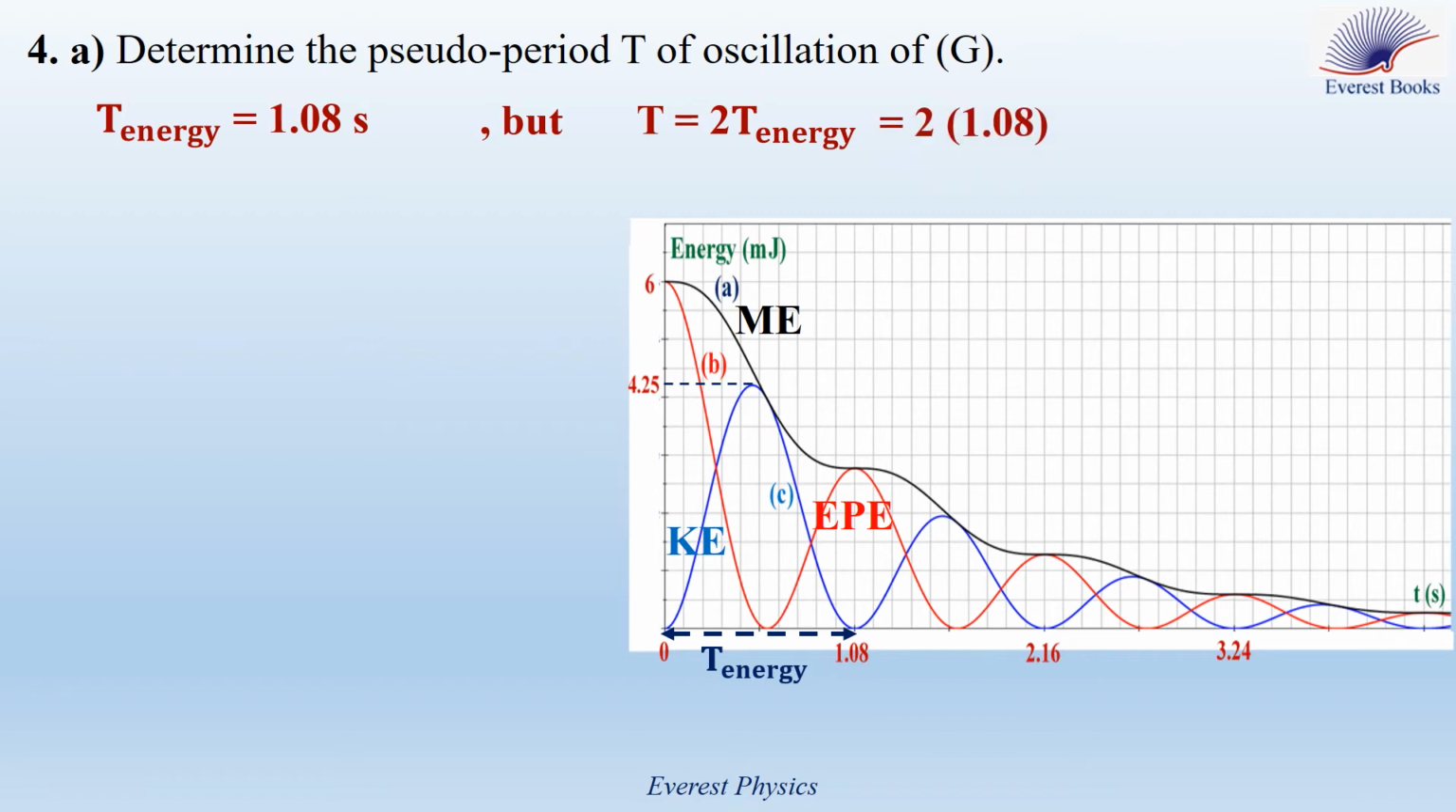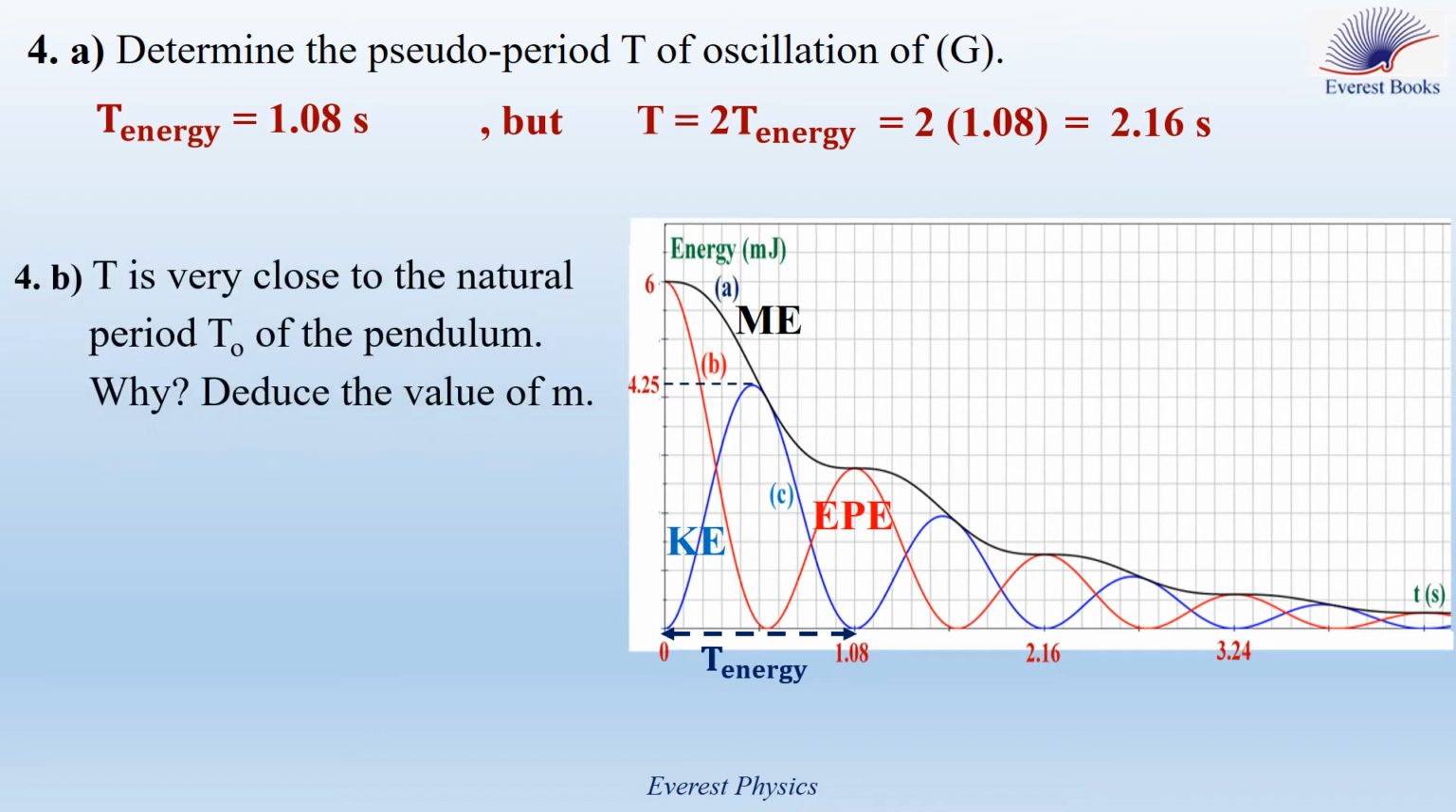You can watch it. Now, T energy is equal to 1.08 seconds, and the answer is 2.16 seconds. For B, T is very close to the natural period T0 of the pendulum. Why? And then deduce the value of M. So how can we compare T and T0 if we don't have the value of T0?